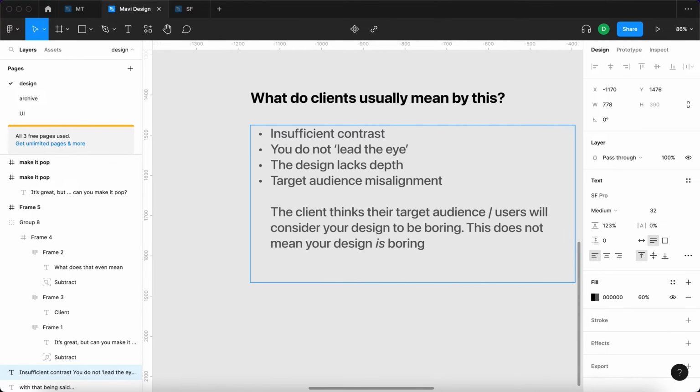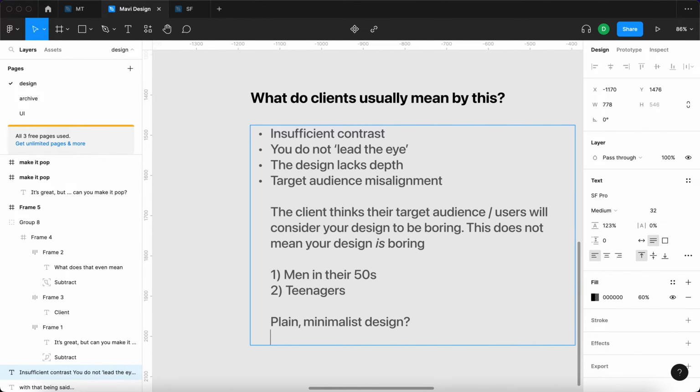Imagine an ad for a car for men in their 50s, right? Imagine such a commercial for a car. And now I want you to think about a clothing brand for teenagers. Now let me ask you these questions. From these two audiences, which one do you think is going to respond more to plain minimalist design? Which one is going to respond to colorful and vibrant fonts? Right? Which target audience is going to perceive slang more favorably? Is it going to be men in their 50s or teenagers?